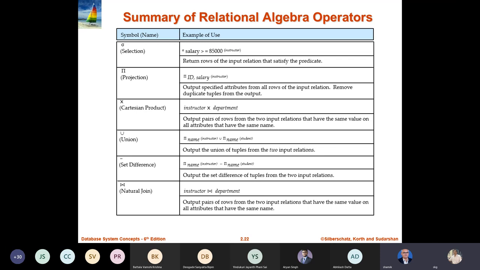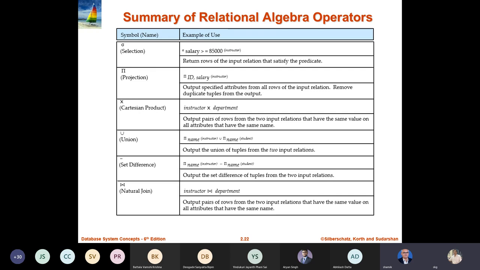Union, that is, the output of the union of the tuples from the two input relations. So I can have, like here, a union that projects the name from the instructor relation, another that projects the name from the student relation, and it makes a union of these two sets, right? So both have one column, right?